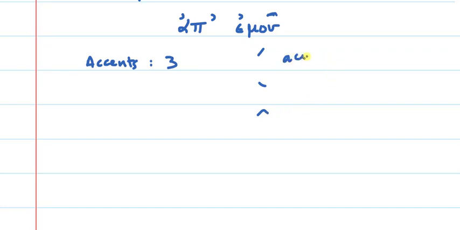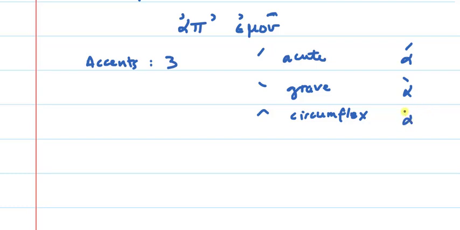So this is called the acute accent. This is called the grave accent. This is called the circumflex. Okay, so these accent marks will go over the vowel. So we'll just use our alpha as an example. There's an alpha with an acute accent, an alpha with a grave accent, an alpha with a circumflex.